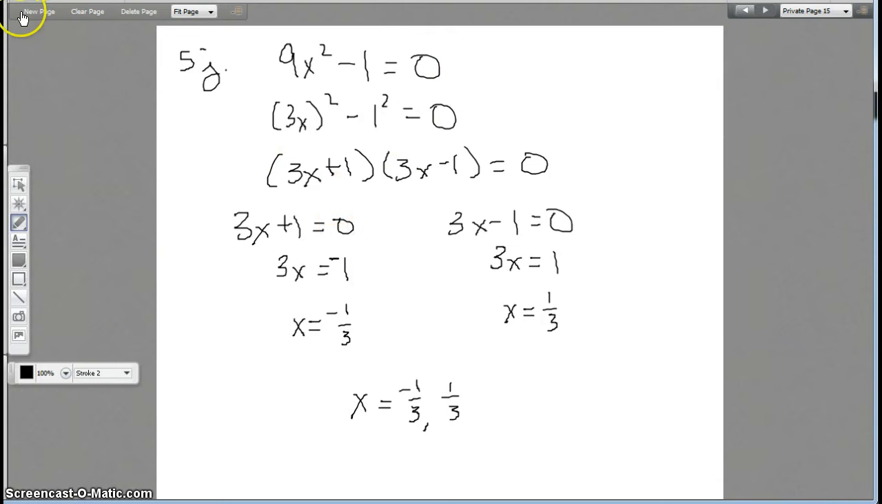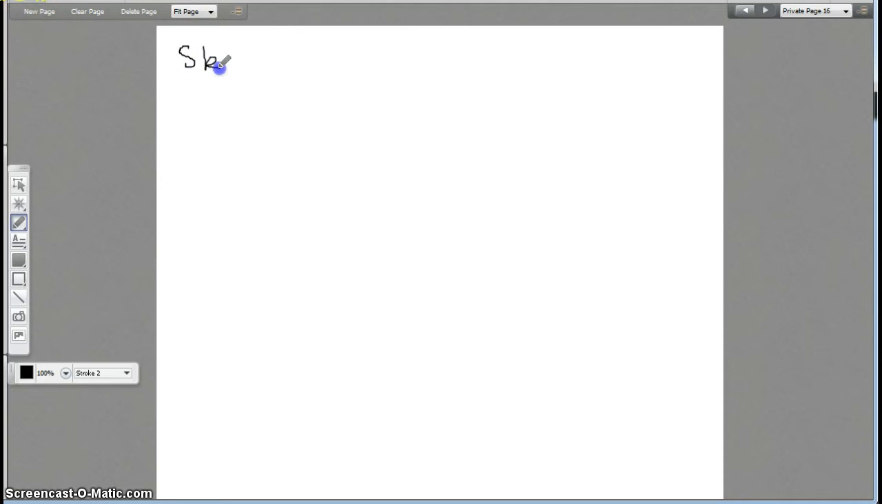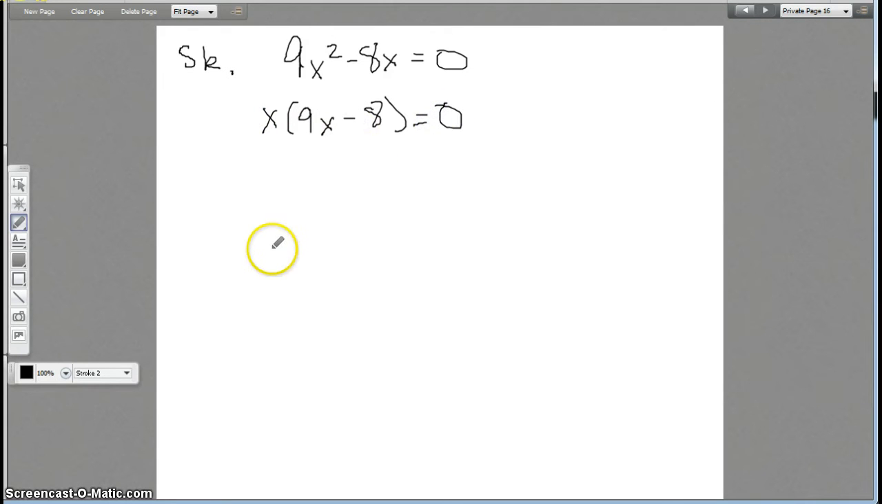Let's look at just a couple more from number 5. Number 5, part K. We have 9x squared minus 8x equals 0. So here we do have a common term of x, so we can pull x out and have 9x minus 8 equals 0, multiplied by x.